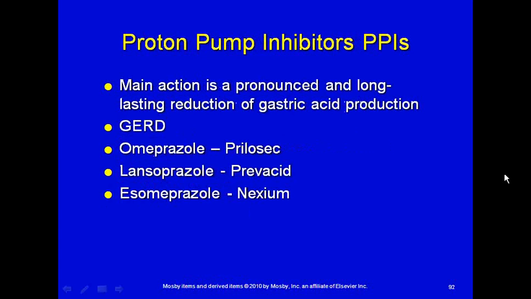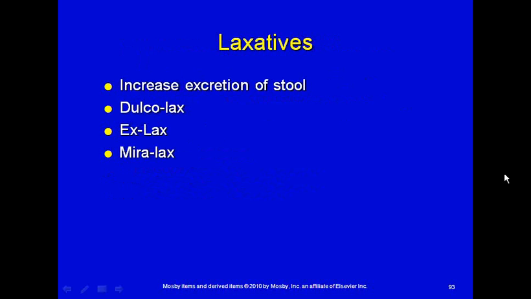Proton pump inhibitors, or PPIs, they came along second generation, and their main action is a pronounced and long-lasting reduction of gastric acid production. So proton pump inhibitors just do that. They inhibit the proton pumps in the stomach from secreting acid, and these proton pump inhibitors are used to treat GERD, as well as peptic ulcers and those sort of things. Prilosec, Prevacid, Nexium, those are all examples of PPIs.